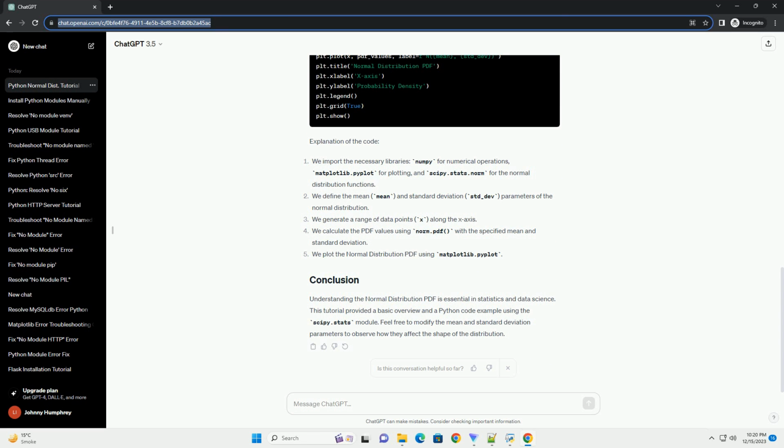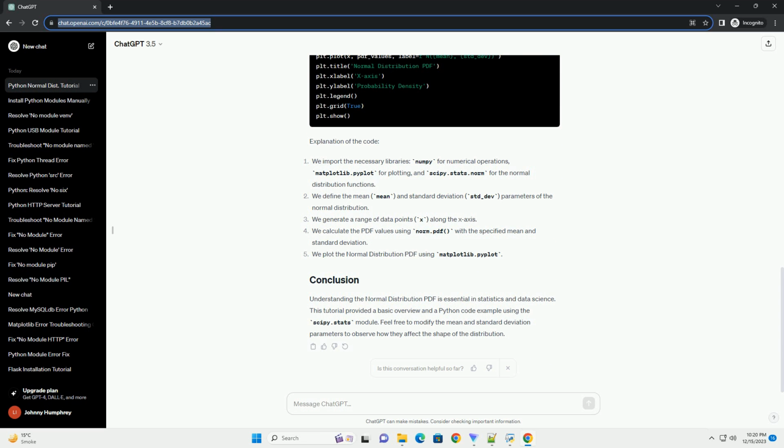The PDF represents the likelihood of a continuous random variable falling within a particular range. For a normal distribution, the PDF is given by the formula f(x; mu, sigma) equals 1 over sigma square root of 2 pi, times e to the power of negative (x minus mu) squared over 2 sigma squared, where.